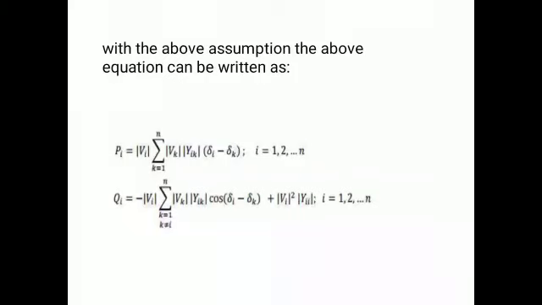These are the assumptions. The above equation can be written again in the same form, calculating the minus reactive power P_i minus jQ_i, as already explained, with V_i V_k and angle, where k and i equal 1, 2, 3 and so on.